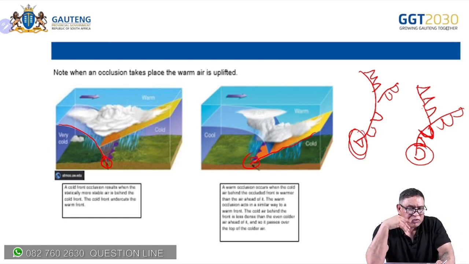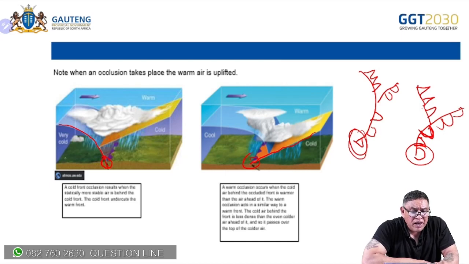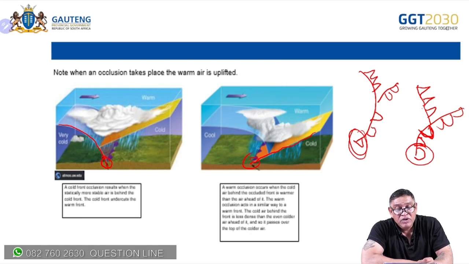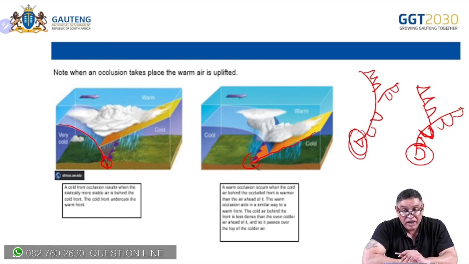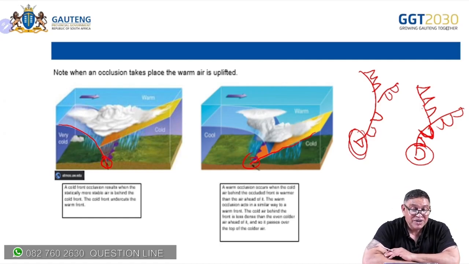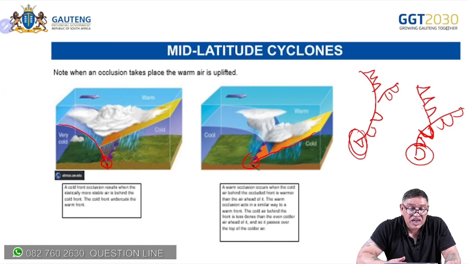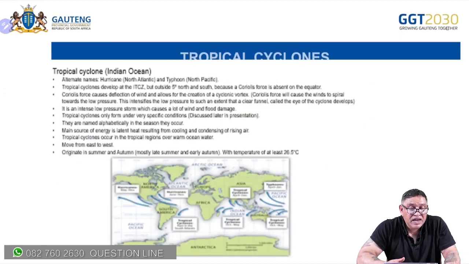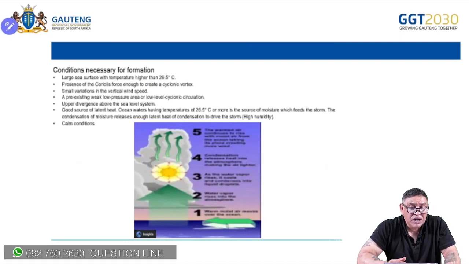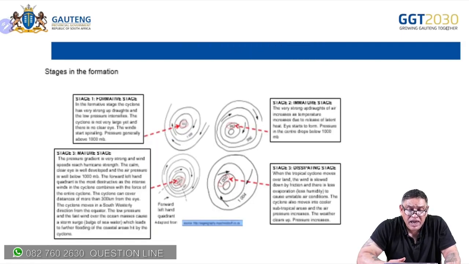And you notice with the cold front occlusion, what happens here is the cold air undercuts the warm air. And here you will find that there's overriding of the cold air above the warm front. So that was something that you seemed to have a challenge with. These things, but of course, I'm just going through them quickly so that we look at the areas.